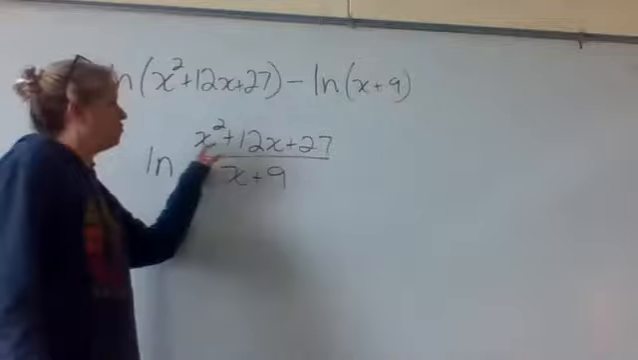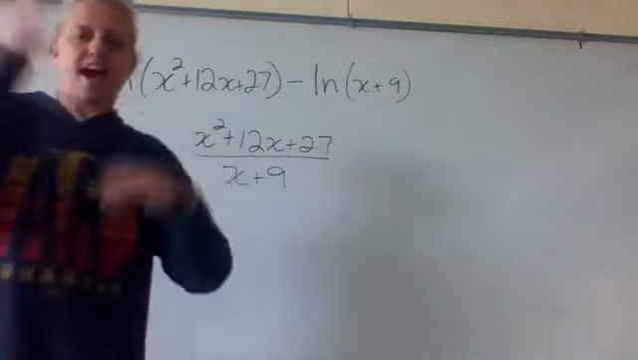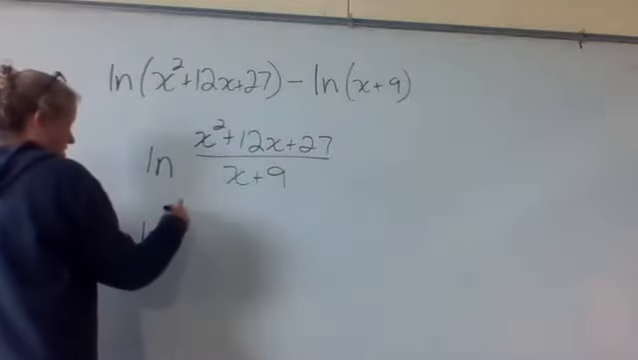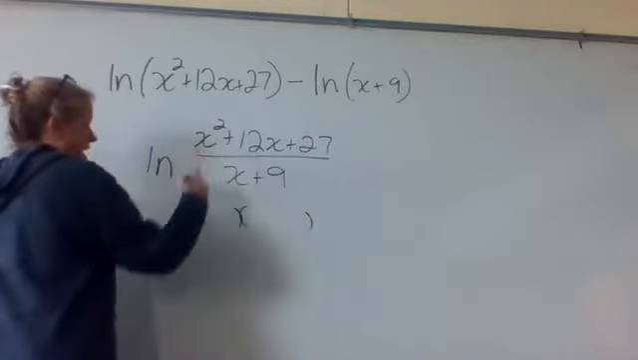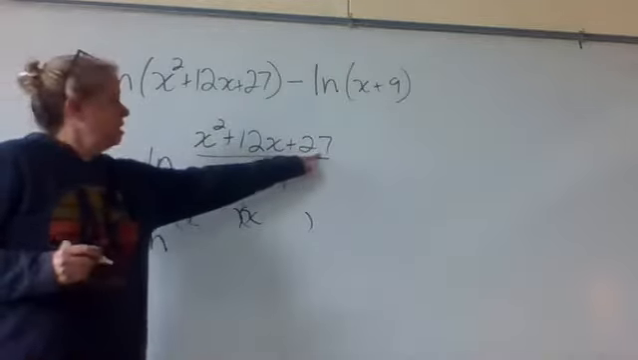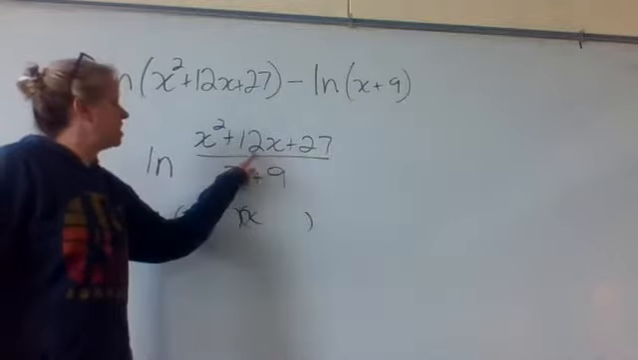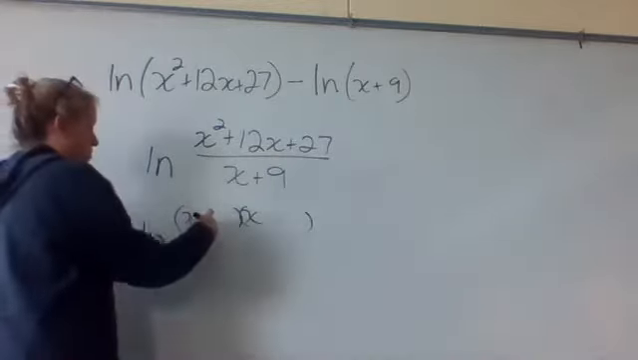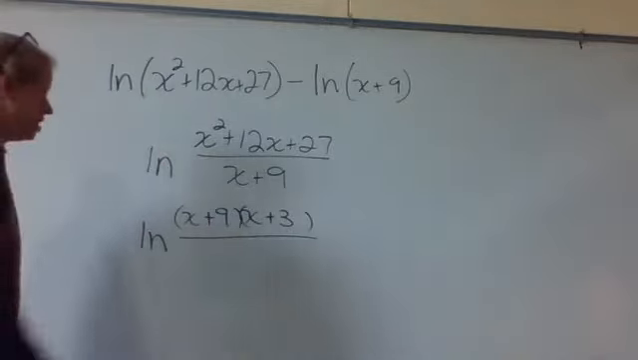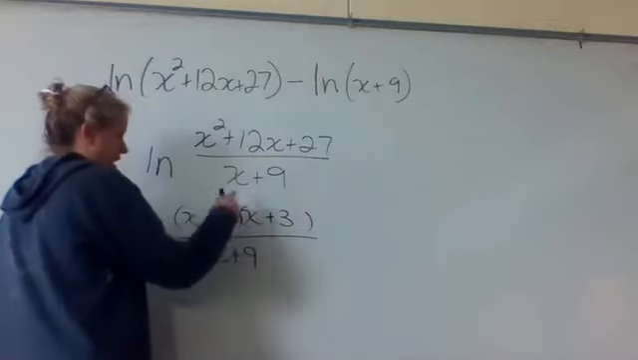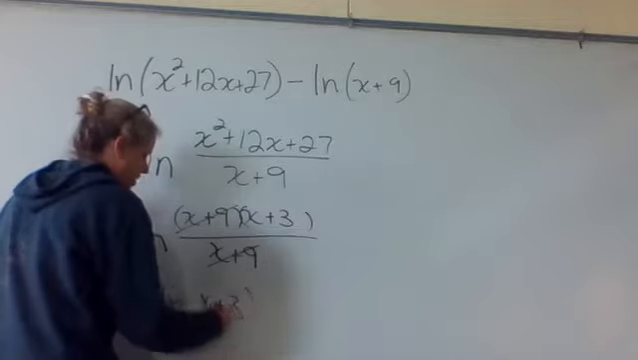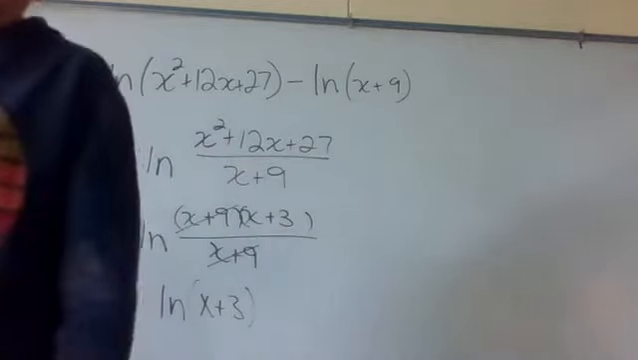Then up here, I need to factor this numerator, put it in its factors to see if I can cancel. So let's see. Factoring the numerator, x and x for x squared. Numbers that multiply to give me 27 and add to give me 12 would be plus 9 plus 3. And since I'm over x plus 9 in my denominator, the x plus 9's cancel. So I'm just left with ln of x plus 3.